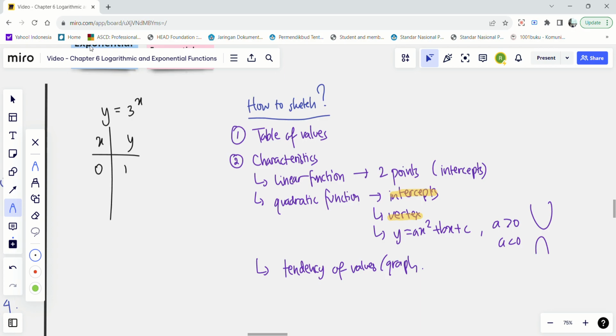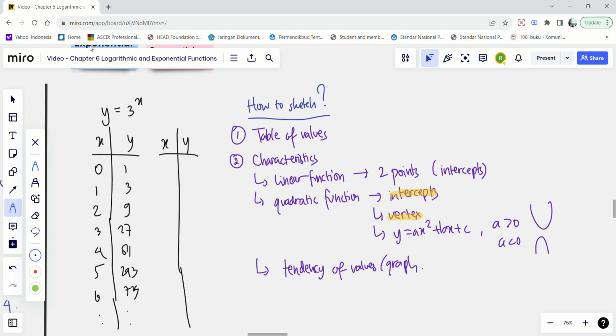3 raised to 0 is 1. 3 raised to 1, 3. 3 raised to 2, 9. 3 raised to 3, 27. 4, 81. 5, 243. 6, 729, and so on, right? The same is true if we have the value of x to be negative. So we come from 0, let's say we take -1, just take the easy numbers. 1/3. -2, we got 1/9, you can look over calculator. -3, it's 1 over 3 raised to 3, or 1 over 3 cubed, that's 1 over 27, then 1 over 81, and so on, right?